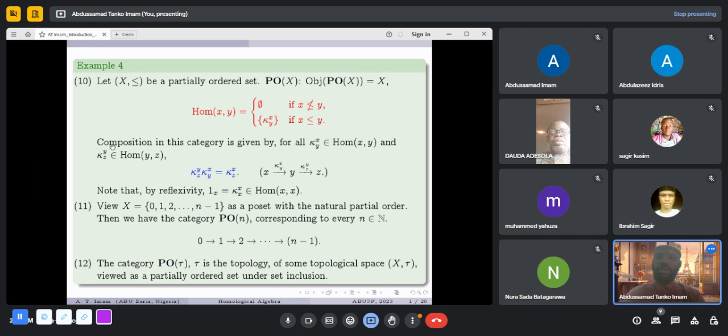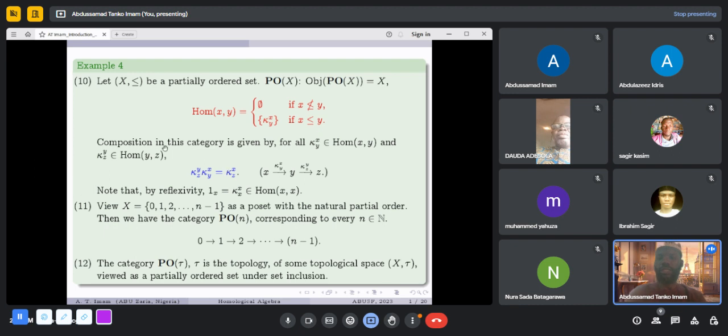So therefore, the composition law is well defined here, and the reflexivity of the partial order guarantees that there is always an arrow from x to x. So you can see that we have a category, and this category is called Pos of x. Whenever we write it like this, we mean x is a partially ordered set, and the objects in this category are the elements in x, while arrows or morphisms exist whenever x is less than or equal to y, and so on.